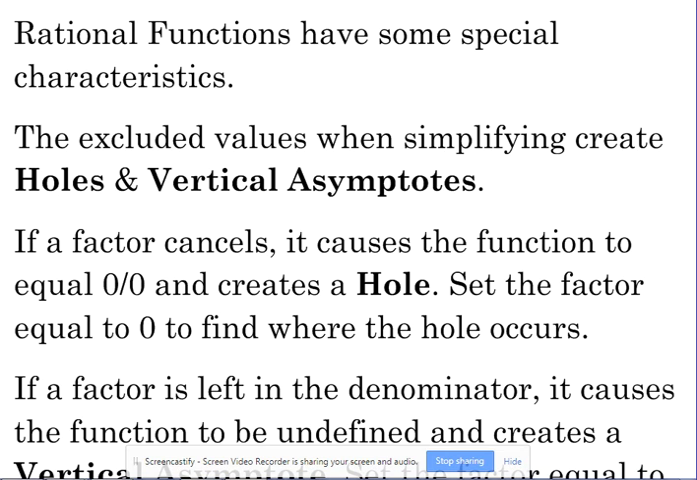From when we were simplifying, the excluded values create what we call holes and vertical asymptotes. So remember I pointed out the two different errors, where one of them was an error and then you got a value, and the other one stayed an error both times. Well, one of those is a hole, one of those is a vertical asymptote. So if a factor cancels, before it cancels, it causes the function to be 0 over 0, and that creates a hole. So if a factor cancels, that's a hole. You take that factor that you canceled, set it equal to 0 to find out where it occurs. So that's scenario number 1.